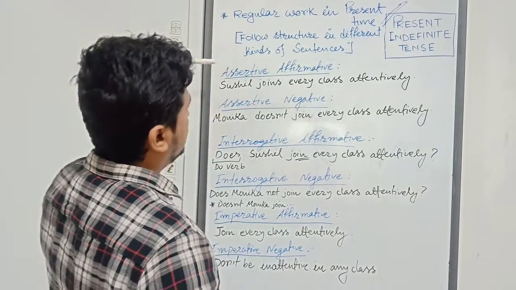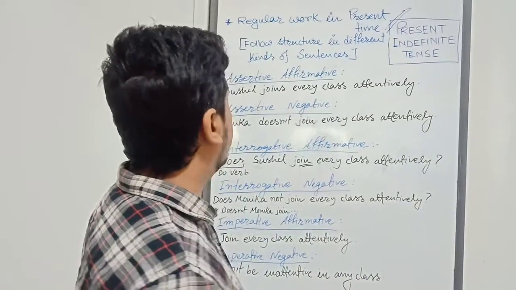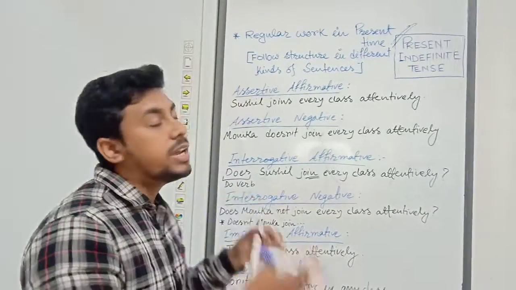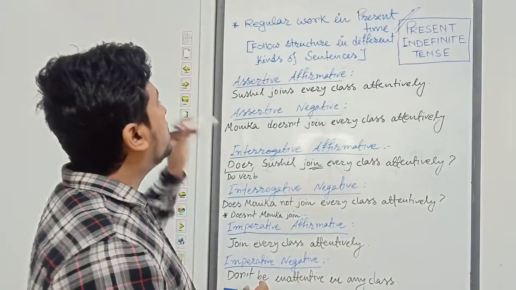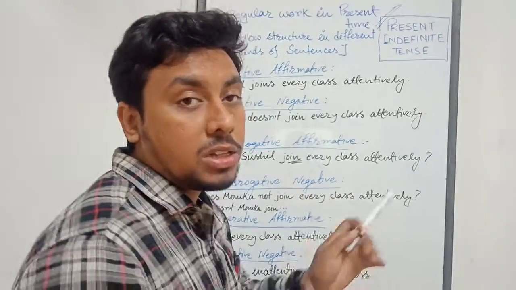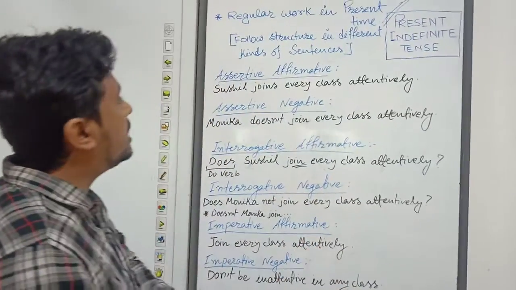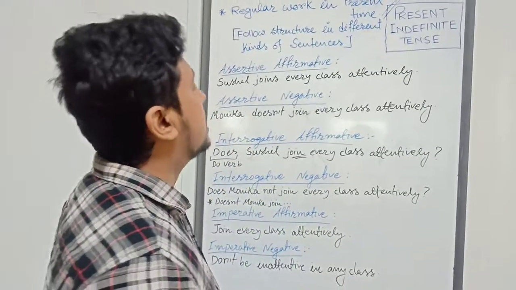Assertive, affirmative. Assertive, we can call it a declarative sentence, giving any information, any factual fact or anything. So we are calling it the assertive affirmative. Why? Because it's not negative. So opposite to the negative, it's called the affirmative. Sushil joins every class attentively.